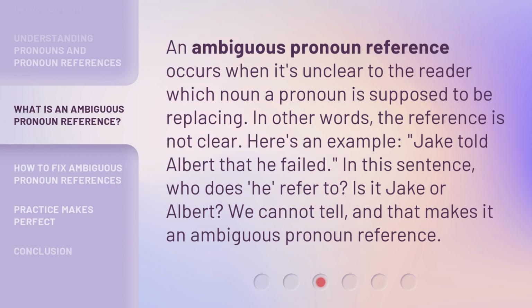An ambiguous pronoun reference occurs when it's unclear to the reader which noun a pronoun is supposed to be replacing. In other words, the reference is not clear. Here's an example. Jake told Albert that he failed. In this sentence, who does he refer to? Is it Jake or Albert? We cannot tell, and that makes it an ambiguous pronoun reference.